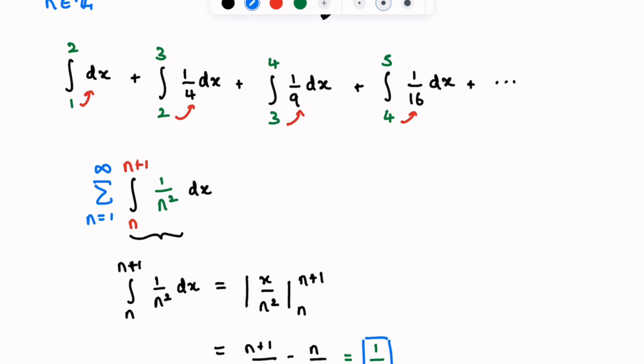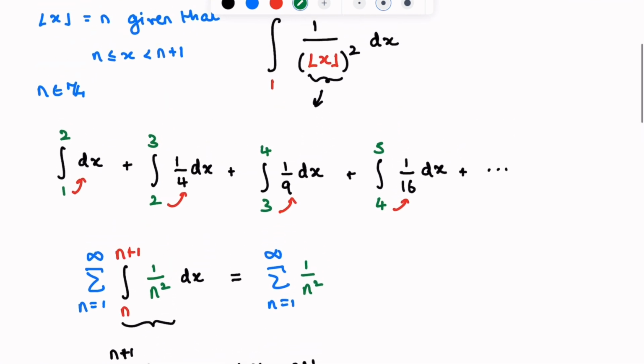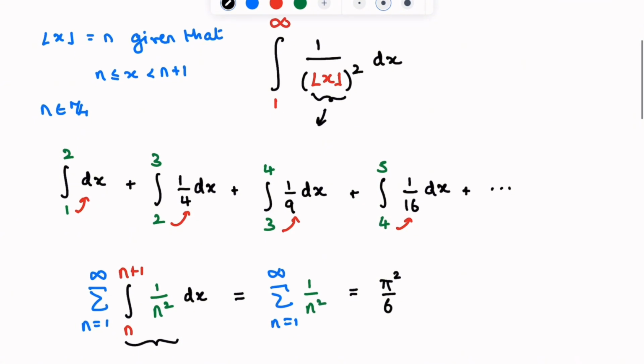Amazing. So let's gather it up with the summation that we have. We're summing from n equals 1 to infinity of 1 over n squared. And most of you guys hopefully would know that this is equal to pi squared by 6. It is the famous Basel problem. Amazing. So this integral here is pretty much just pi squared by 6. How awesome is that, guys?